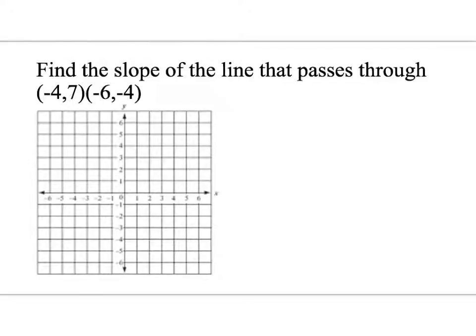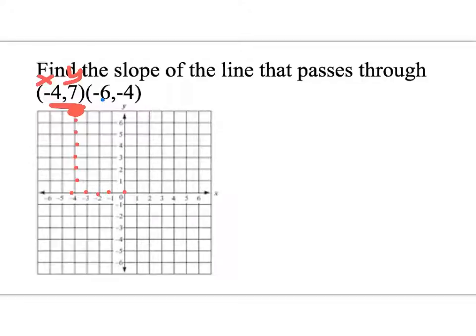Alright, for the first example, you're going to find the slope of the line that passes through -4, 7 and -6, -4. So you're going to start by plotting each of these points. I'm going to plot -4, 7 first. So when you plot points, you start counting at the origin, okay, and you count left. The first number is your x, and that would be left and right, and then your second number is your y, and that would be up or down. So I'm going to count left 4, 1, 2, 3, 4. Then I'm going to count up 7. 1, 2, 3, 4, 5, 6, 7, and plot a point there.